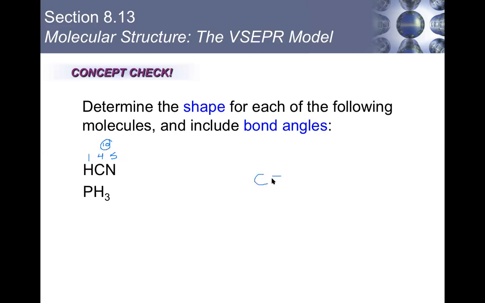And so when we do that, 2, 4, 6, 8, and where does the lone pair go on this? On the end. Good. So 2, 4, 6, 8, 10 total electrons. Again, octet rule must be satisfied for rows 1 and 2. 2, 4, 6, 8, 2, 4, 6, 8. So what shape do we have? Linear. What's our bond angle? 180.